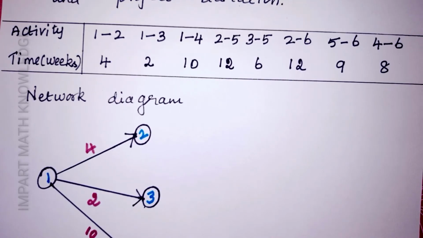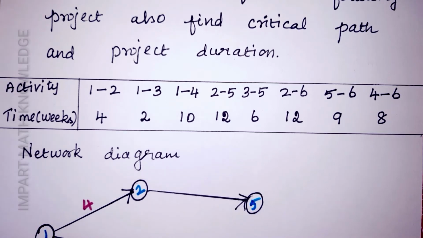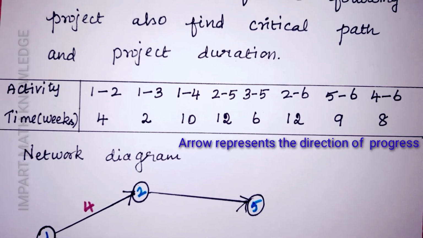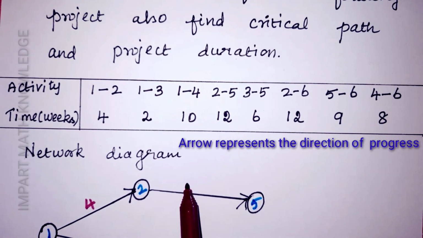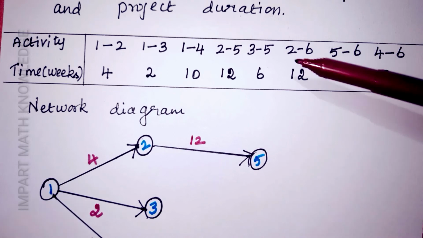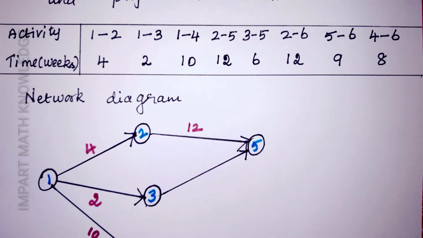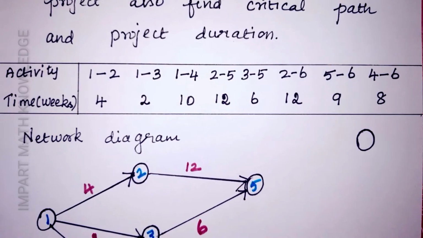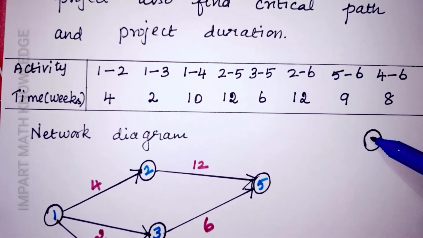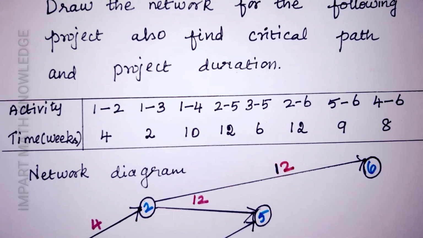Next activity is 2 to 5. This is node 5. Put an arrow mark like this. The duration for the activity 2 to 5 is 12. Next activity is 3 to 5. You connect node 3 and 5. The duration for the activity 3 to 5 is 6. Next activity is 2 to 6. This is node 6. For the activity 2 to 6, the duration is 12.